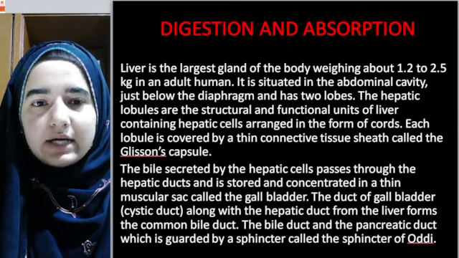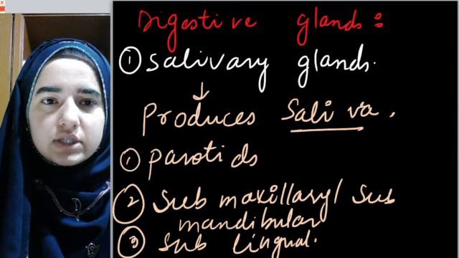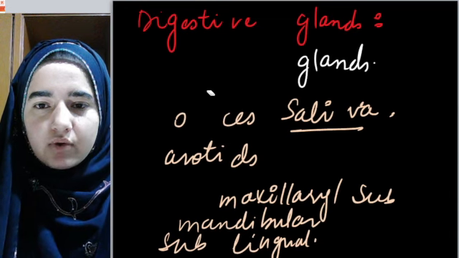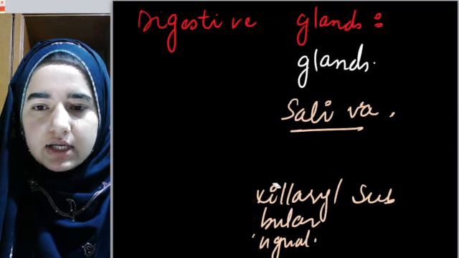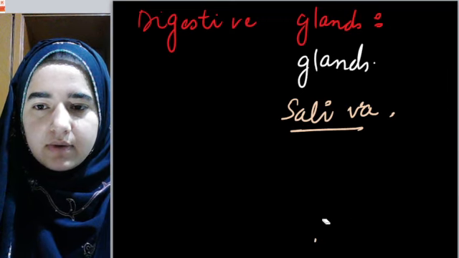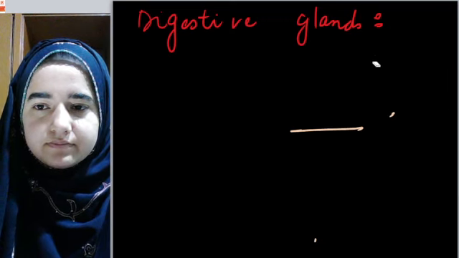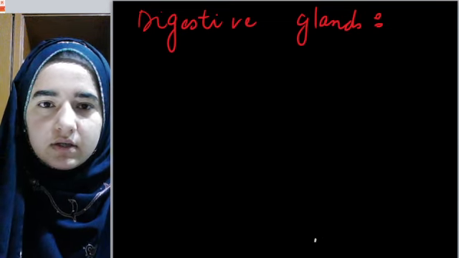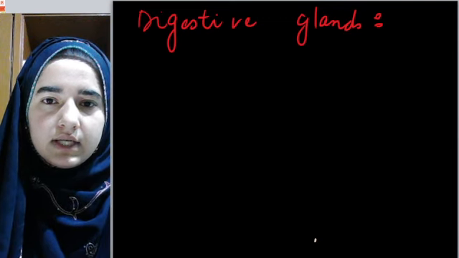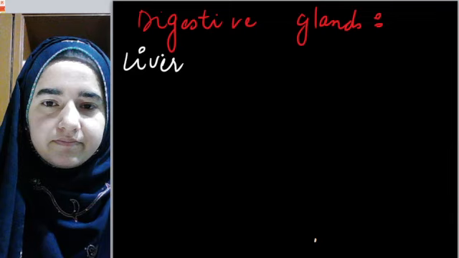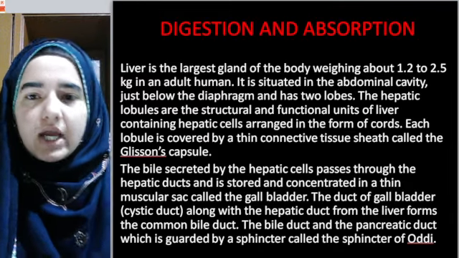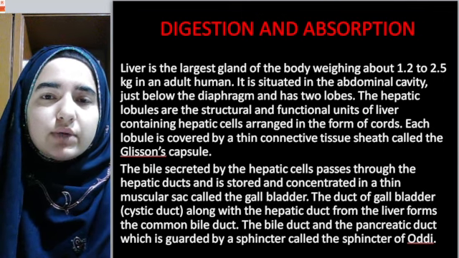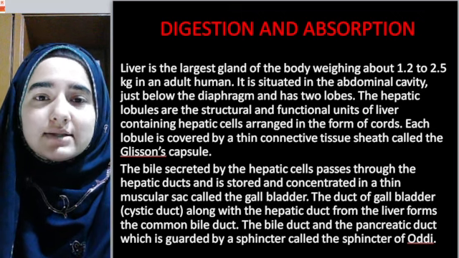liver is the largest gland. Another one we learned was liver, and then we will learn pancreas. We are done with salivary glands. Now we will mainly talk about liver. Liver is the largest gland present inside our body. If the question comes, which is the largest gland, your answer should be liver.